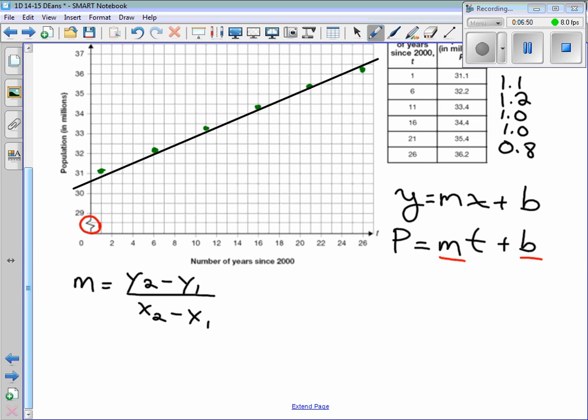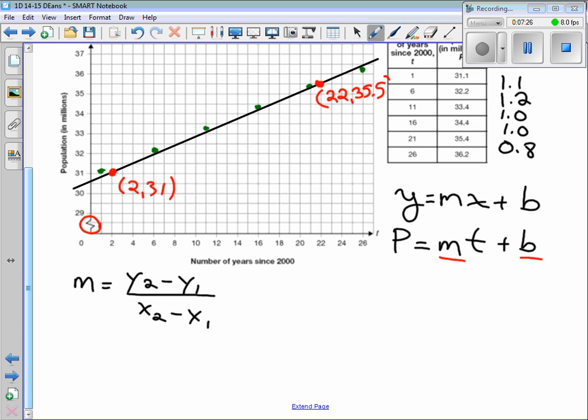I want to find some points that are on my line. So I'm looking for places where my line of best fit crosses these grid points here. I could pick this point right here, and maybe this point right here. So this point right here is (2, 31). This point right here is (22, 35.5).